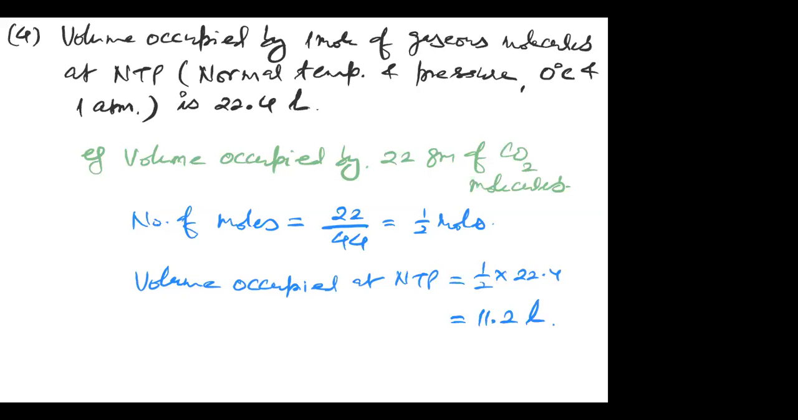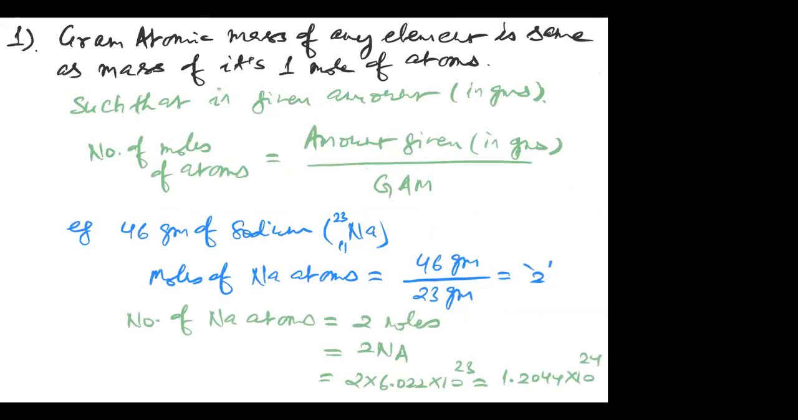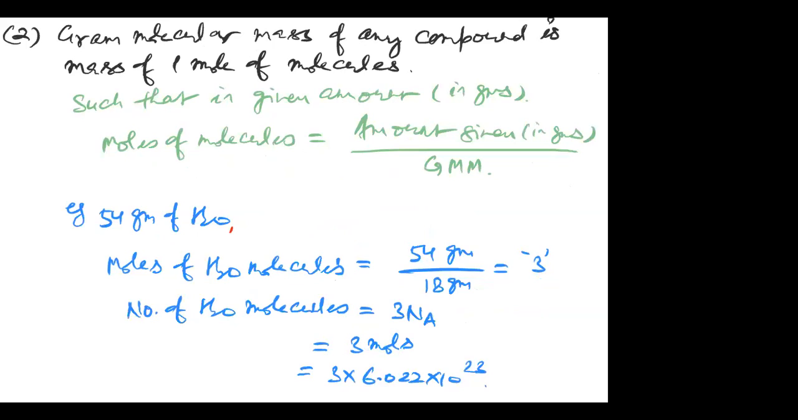I hope you have noted down all these 4 points. I'm repeating again. The first point related to calculations of mole was that gram atomic mass of any element is the same as the mass of its 1 mole of atoms, so that for a given amount you can calculate the number of moles of atoms. Similarly, for any compound, gram molecular mass is the mass of 1 mole of molecules. So moles of molecules is the amount given in grams divided by gram molecular mass.